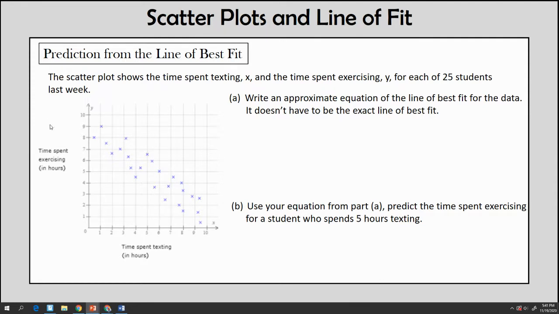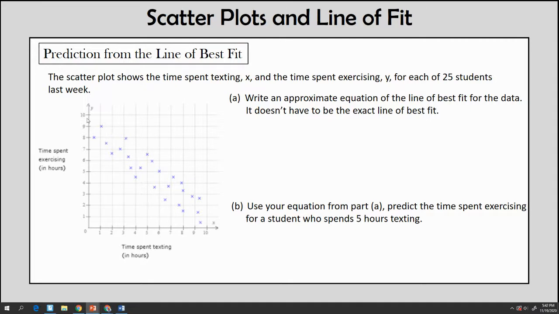Okay, the last one is for us to actually do it. The scatter plot below shows the time spent texting and the time spent exercising for 25 students. So there's my 25 X's up in there. Okay, A, write an approximate equation for the line of best fit for the data. It doesn't have to be exact.